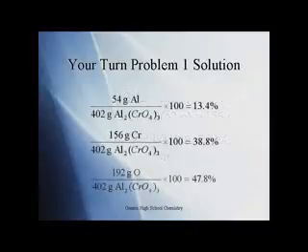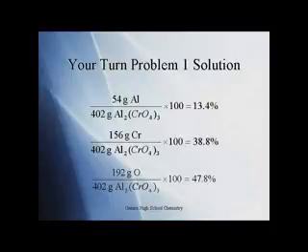The method that we use to find molar mass allows us to see the mass of each individual element in the compound, which makes it very easy then to calculate the percents. So you can see here we take the 54 grams of aluminum over the molar mass, which is 402 grams of aluminum chromate, multiply that by 100 and we get 13.4% aluminum. We do the same for the mass of the chromium and the mass of the oxygen compared to the overall molar mass of the compound, and we end up with 38.8% chromium and 47.8% oxygen.